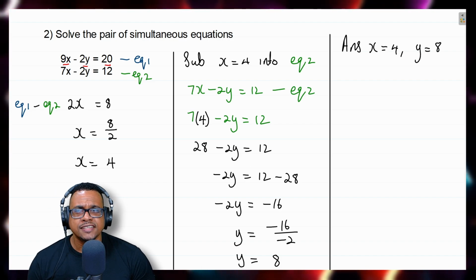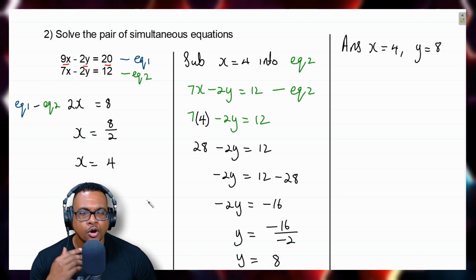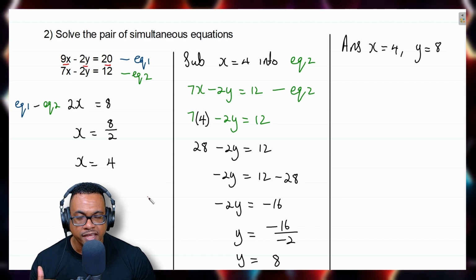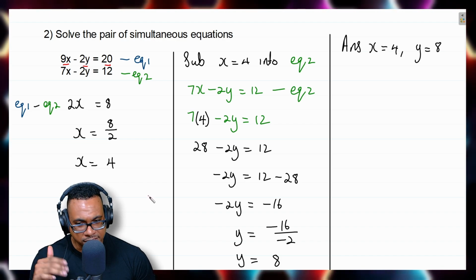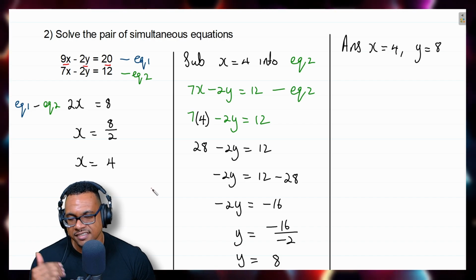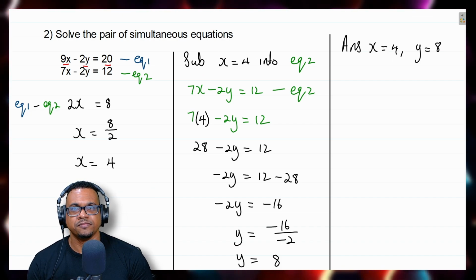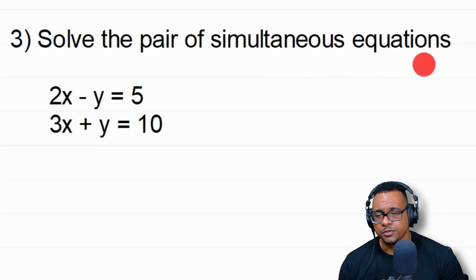Now, so far, we looked at eliminating the x, and here we eliminated the y. Now, let's look at a scenario where we have the signs in front of the numbers being different, the magnitudes being the same, but the signs in front of them different, and we'd have to add to eliminate that unknown. So here we have question 3. Of course, we're going to solve the pair of simultaneous equations.